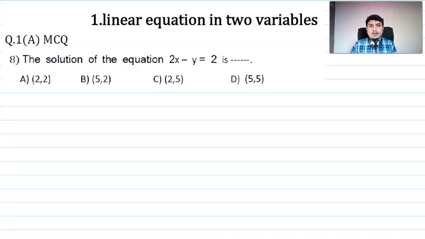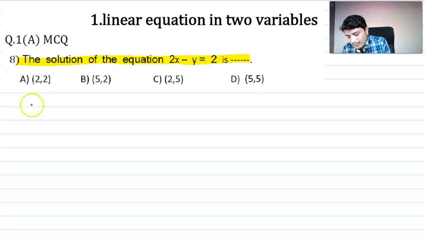Look at question number 8. We have: the solution of the equation 2x minus y equals 2 is? Now, solution means we have to find the values of x and y that satisfy the given equation. What is meant by the word satisfies? Once we replace x and y in the LHS of the equation and simplify, if we get exactly the RHS, then the values of x and y satisfy the given equation, which means the given values of x and y are the solution of the given linear equation in two variables.